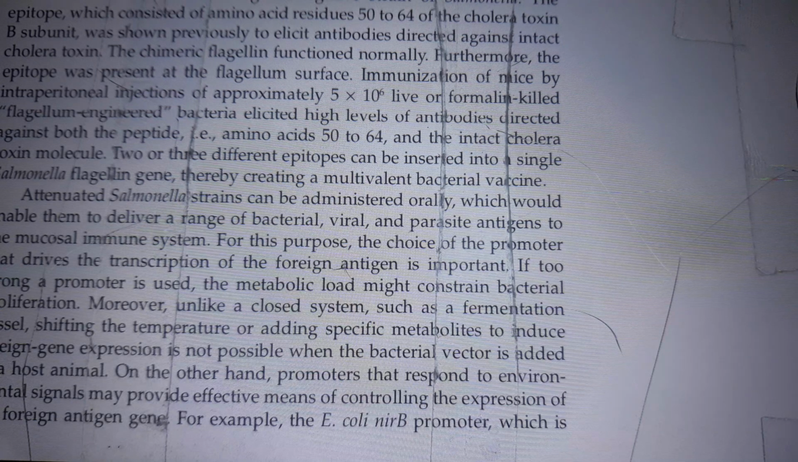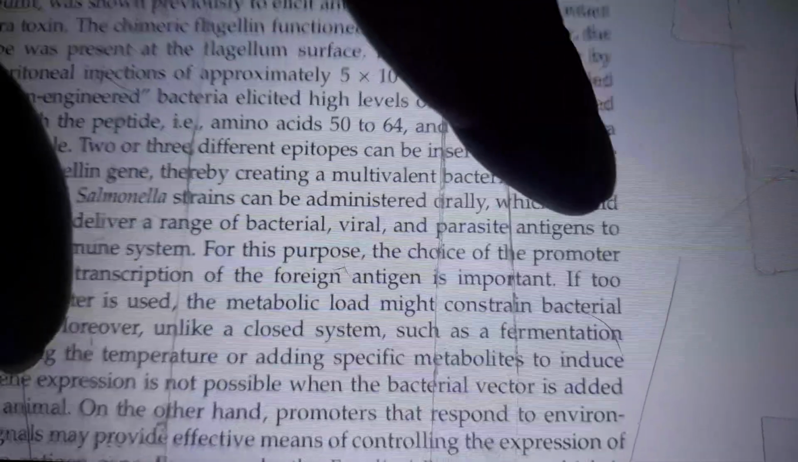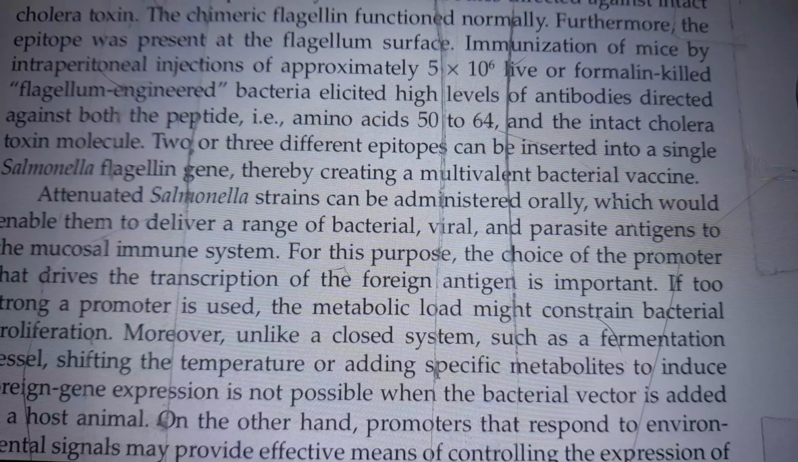The chimeric flagellum functioned normally. Furthermore, the epitope was present at the flagellum surface. Immunization of mice by intraperitoneal injections of approximately 5 x 10^6 live or formalin-killed flagellum-engineered bacteria elicited high levels of antibodies directed against both the peptide, that is amino acids 50 to 64, and the intact cholera toxin molecule.